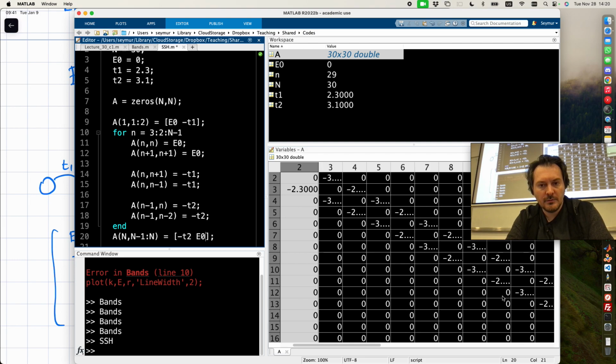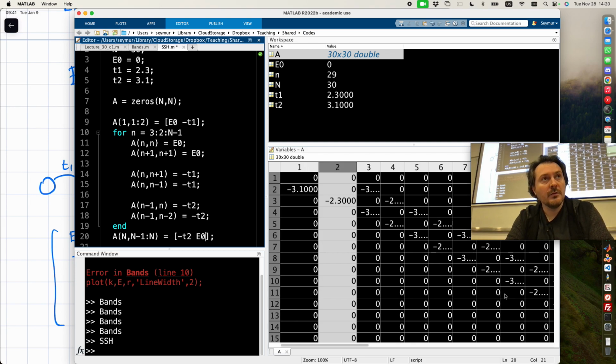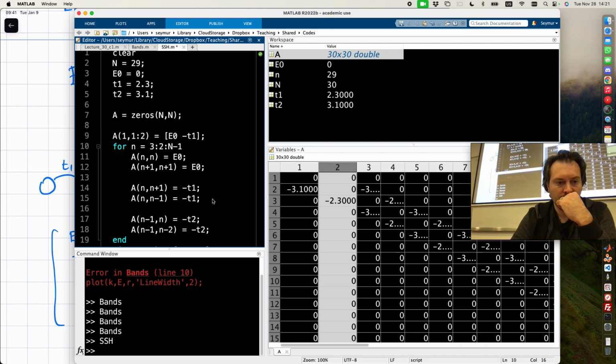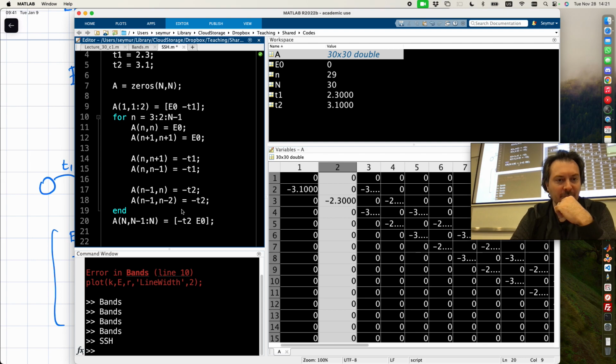And should be 29. Is it? Oh, then it has to be odd. But I wrote the code. Then it has to be odd. Okay. 29. I am really messing up. Let's have a break and I will fix the code.